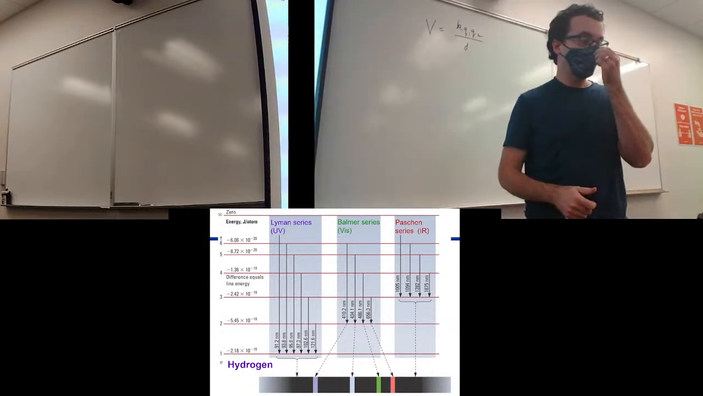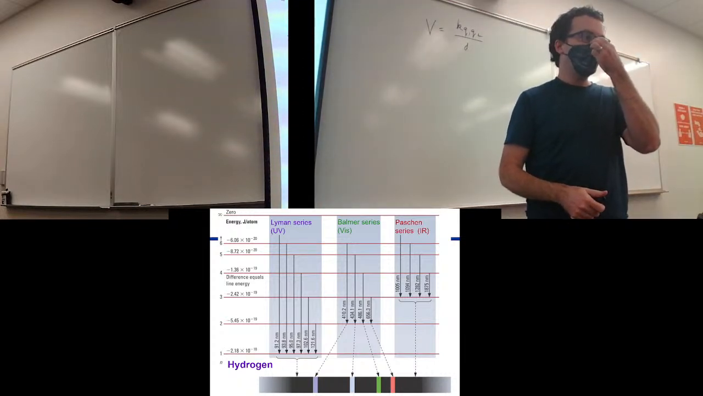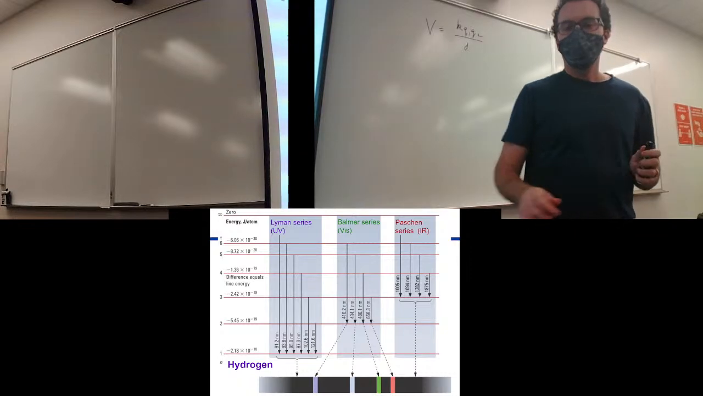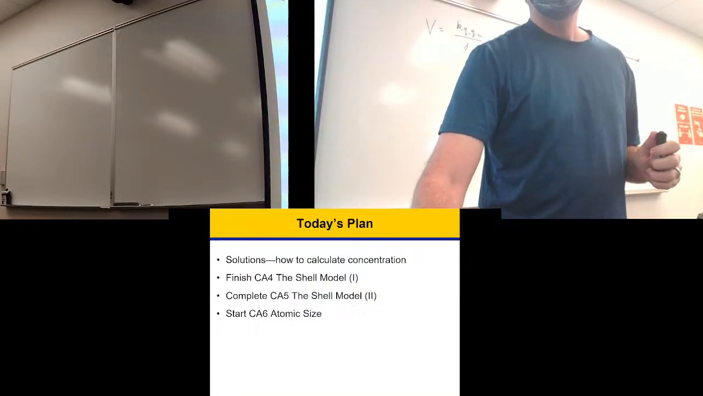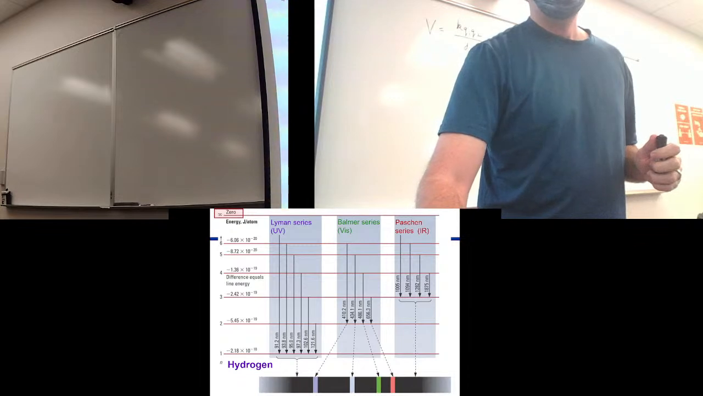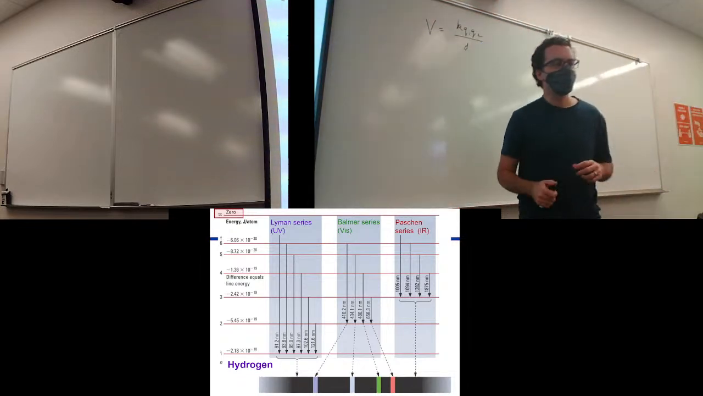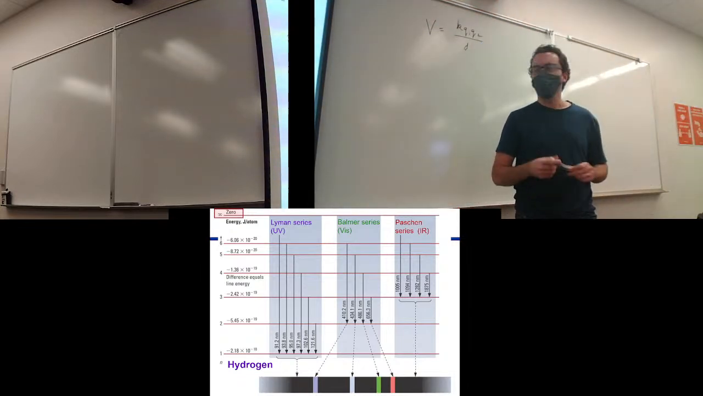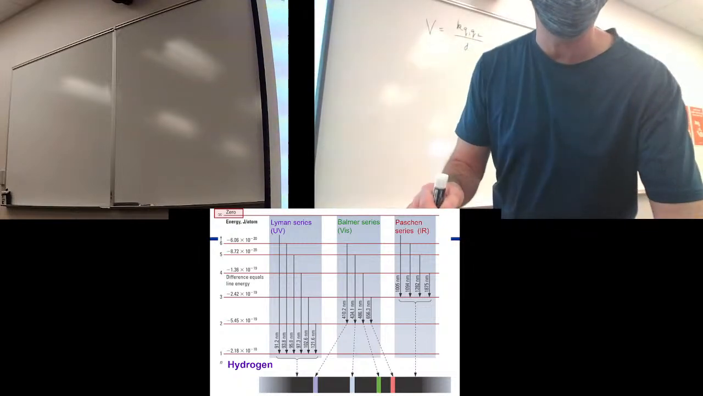Yeah? Is the Bohr model En equal to 2.18? Yes, the 2.18, with the atomic number over n squared? Yes, that's it. Thank you.